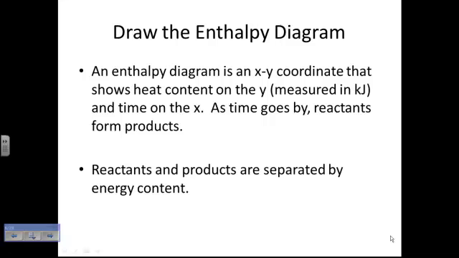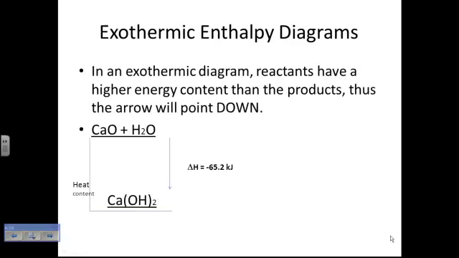So the reactants and products are simply separated by their energy content on an XY grid. Let's model an XY axis called an enthalpy diagram for the reaction we just wrote down, the formation of the base calcium hydroxide in our combination pattern. Clearly it showed it was an exothermic diagram. So I'm showing the reactants losing heat energy as they form the products.